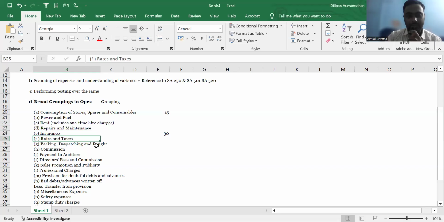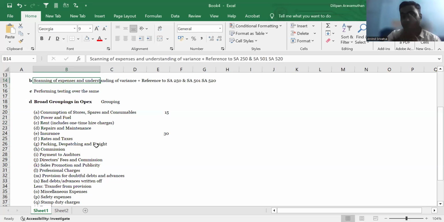I'll come to rates and taxes and professional charges separately. So coming back to rates and taxes and professional charges, guys, they are really, really important items. So why are rates and taxes and professional charges important? Let us look at the technical aspect of it and the rational aspect of it. Technical aspect first, coming to SA 250.